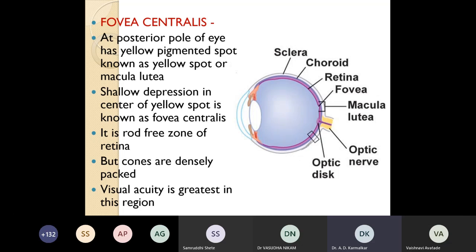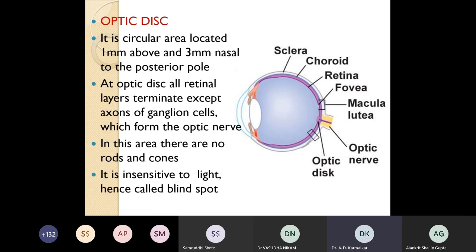So, the fovea centralis. Coming to the optic disc, it is a circular area located medial to the posterior pole, about 3 mm from it. What is this optic disc? All the retinal layers terminate here, except this one. At the optic disc, the axons of the ganglion cells assemble and converge to form the optic nerve.